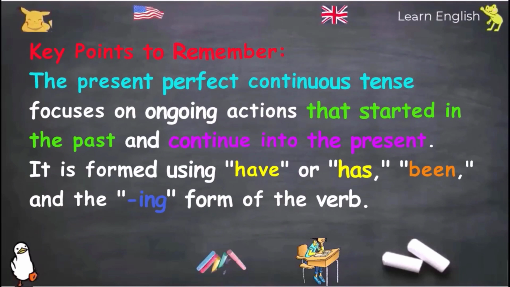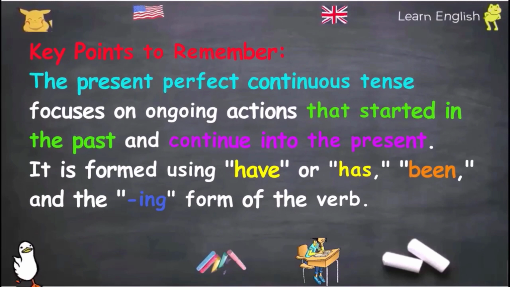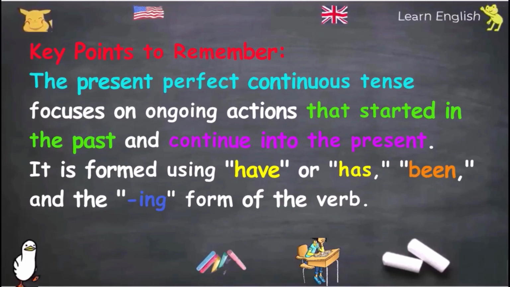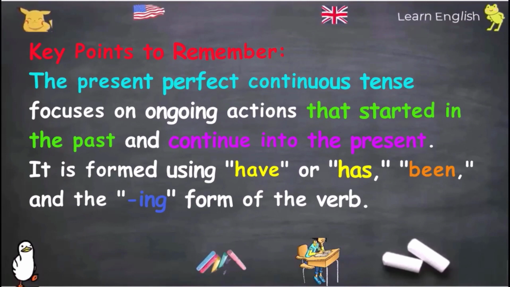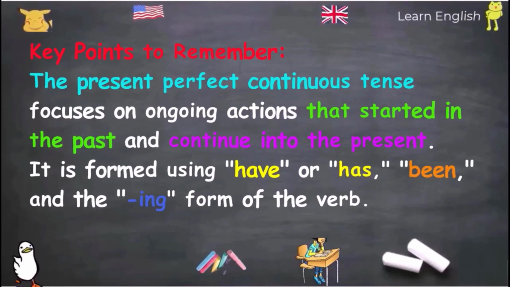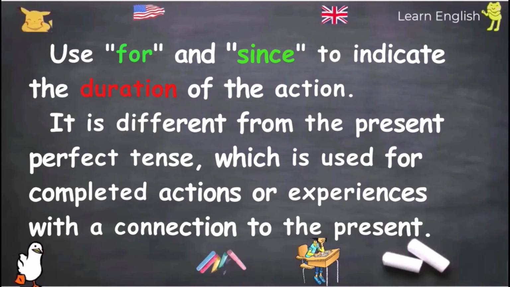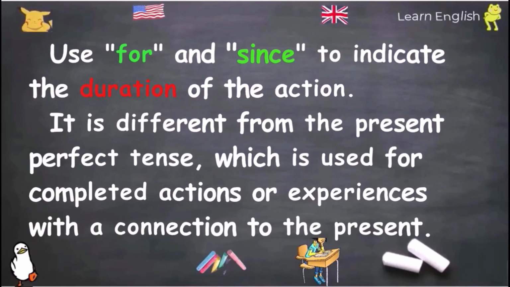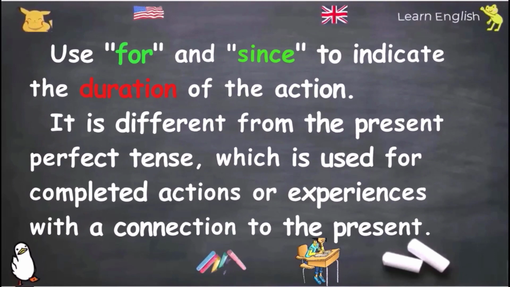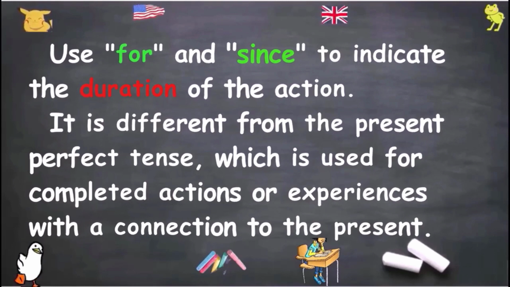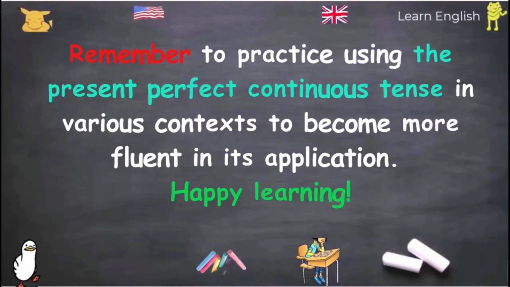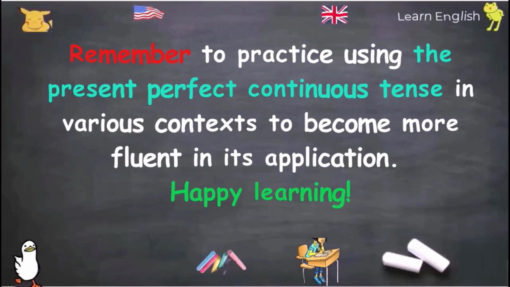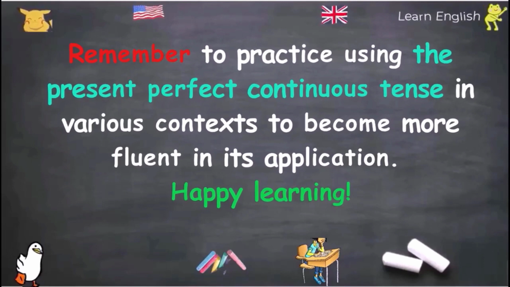Key points to remember. The present perfect continuous tense focuses on ongoing actions that started in the past and continue into the present. It is formed using have or has, been, and the ing form of the verb. Use for and since to indicate the duration of the action. It is different from the present perfect tense, which is used for completed actions or experiences with a connection to the present. Remember to practice using the present perfect continuous tense in various contexts to become more fluent in its application. Happy learning!